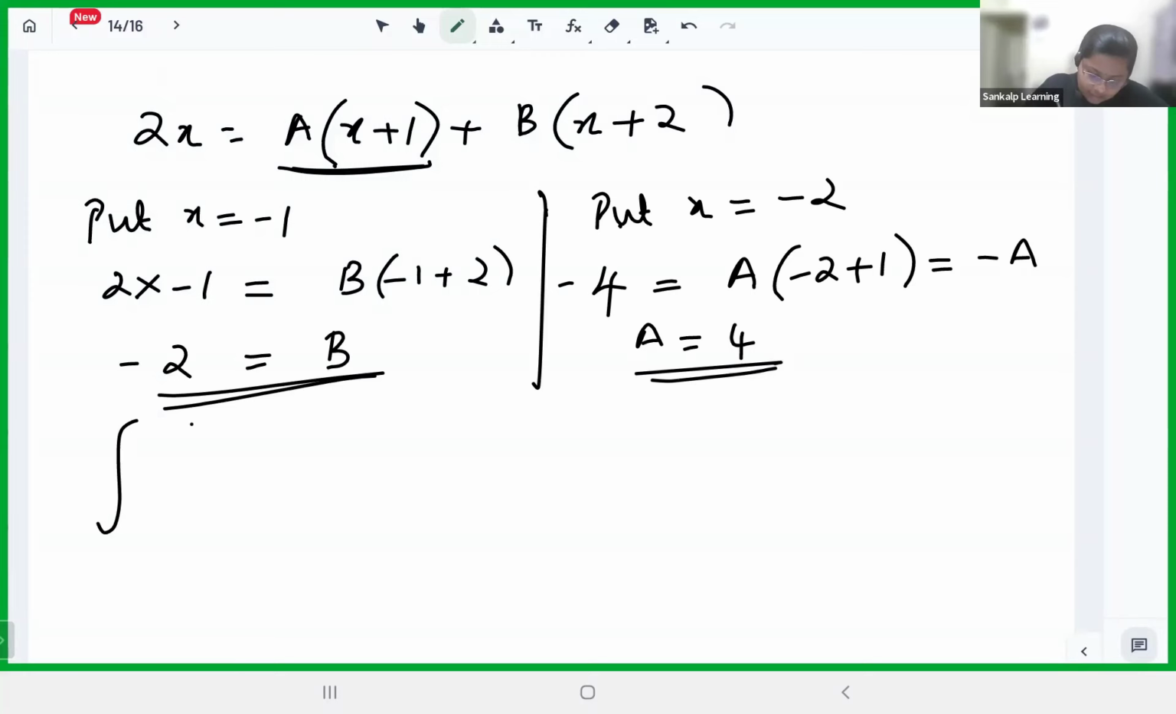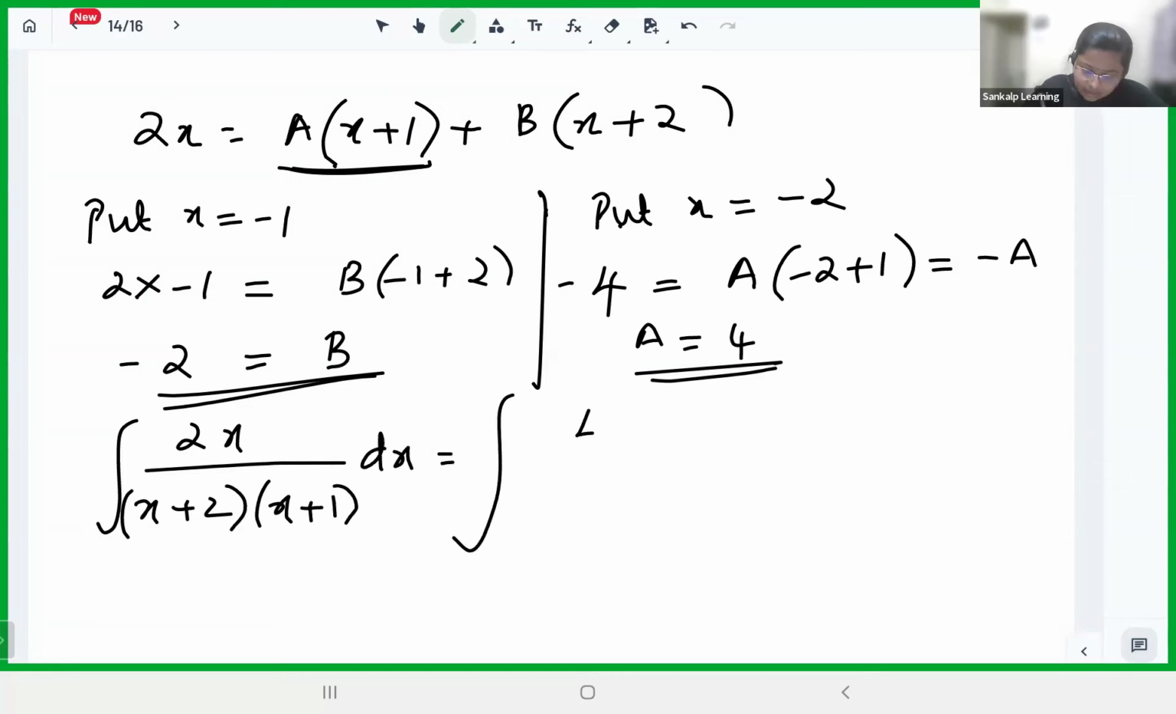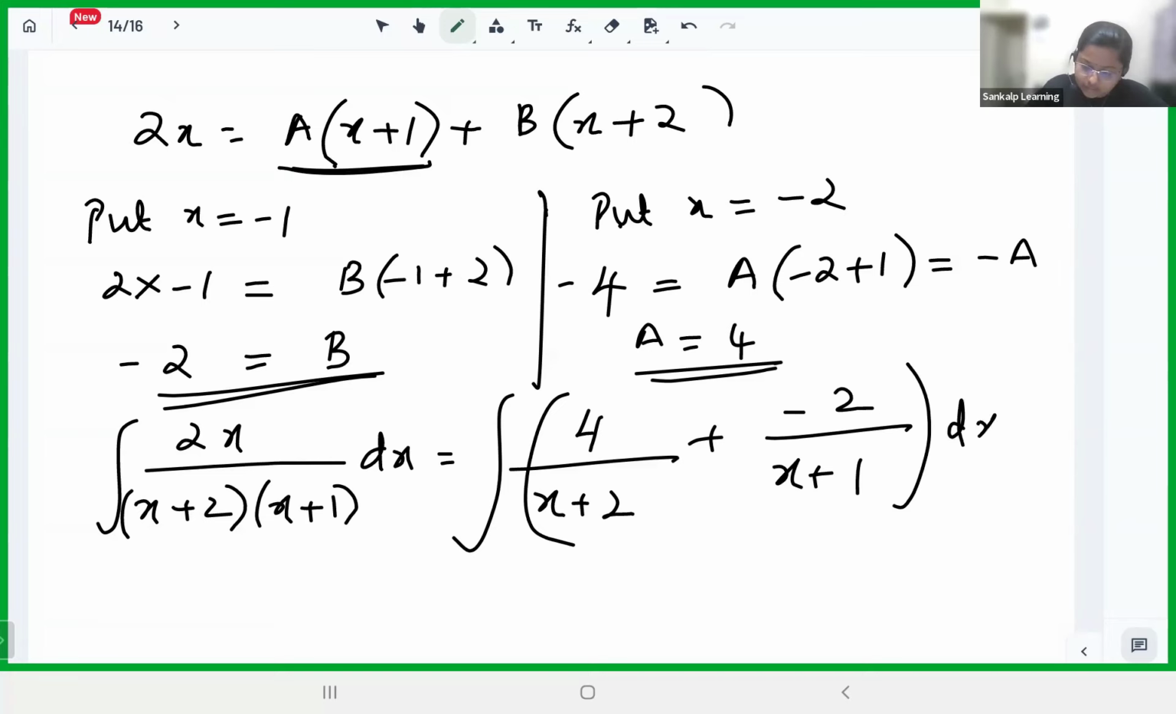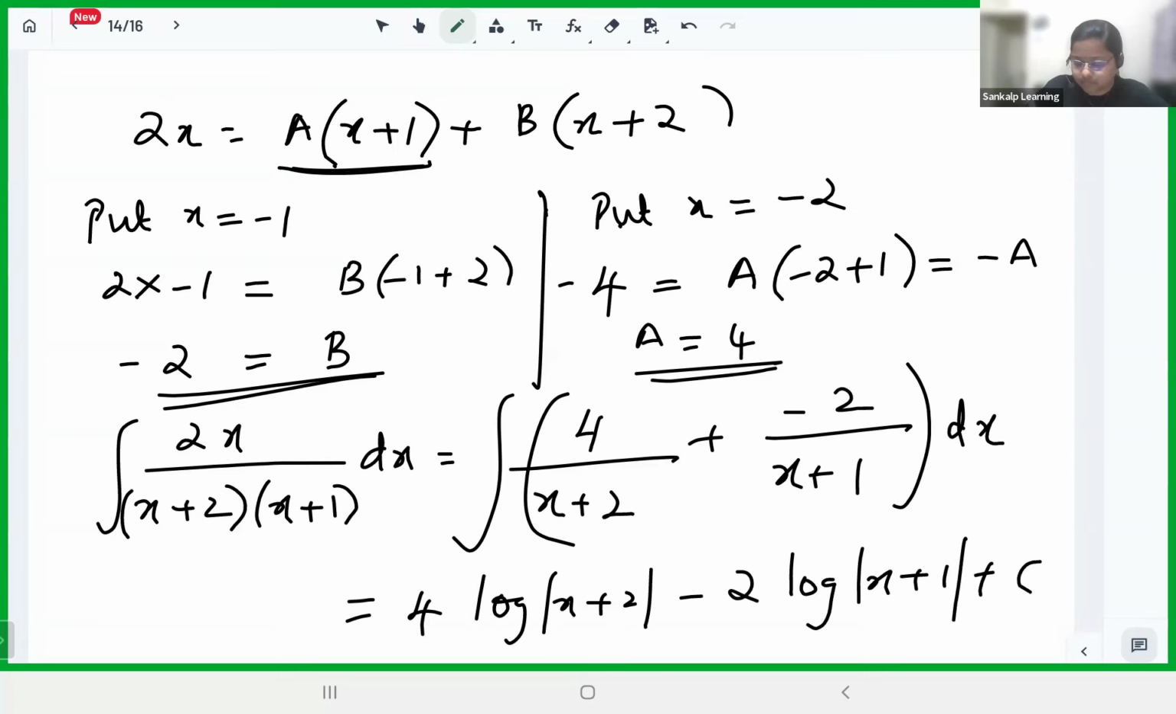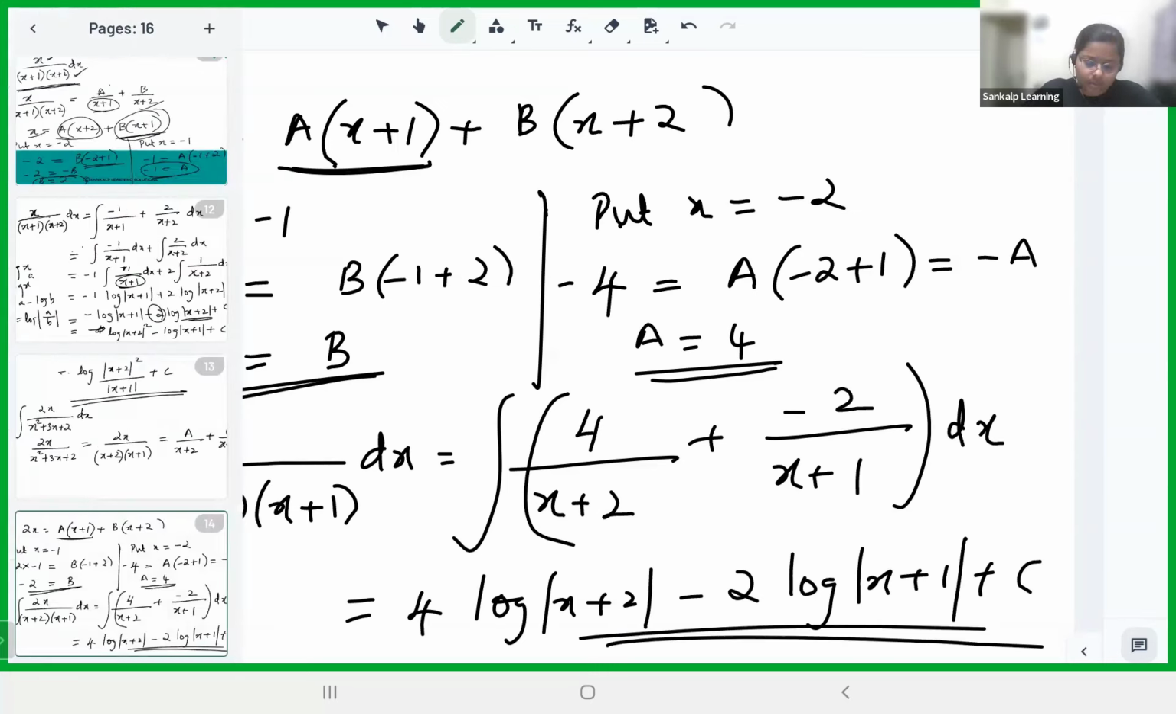So the integral of 2x by x plus 2 into x plus 1 into dx equals the integral of 4 by x plus 2 plus minus 2 by x plus 1 into dx. So this is 4 into log mod x plus 2 minus 2 log mod x plus 1 plus c. I hope this question is also clear to you all. Now we are moving on to our third question.